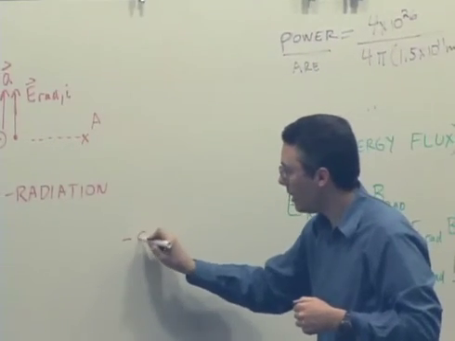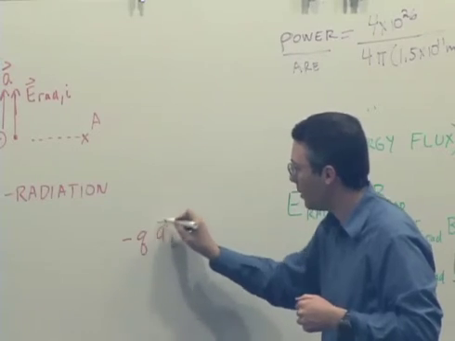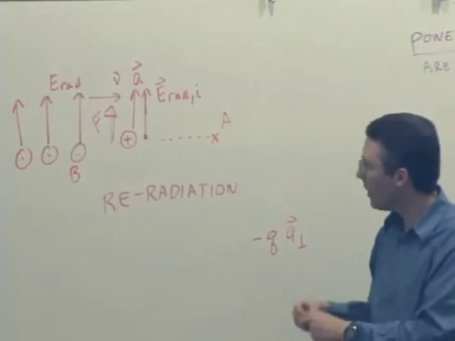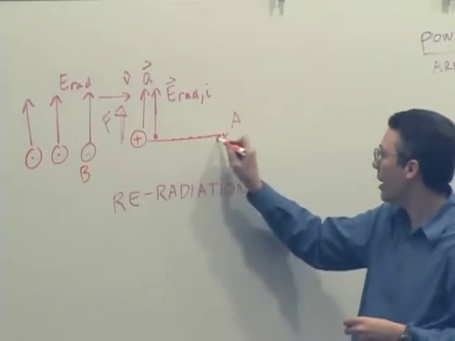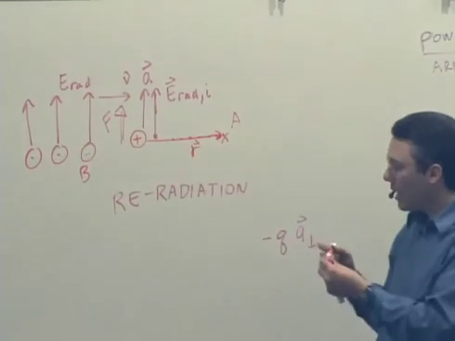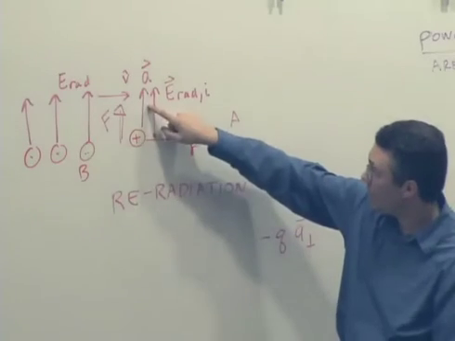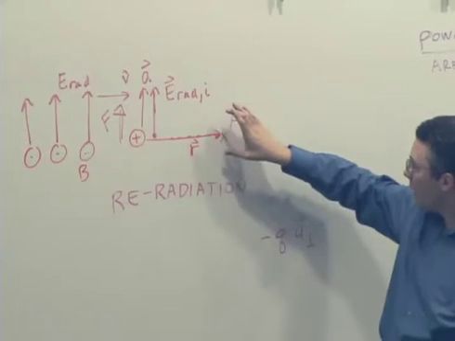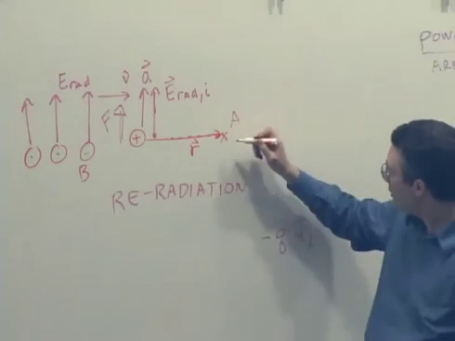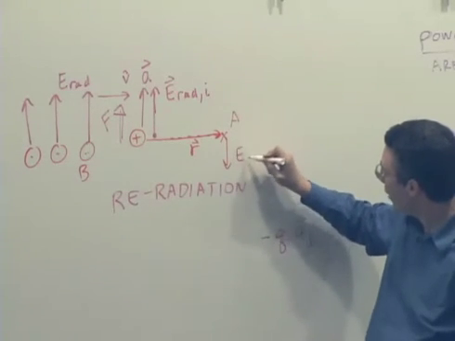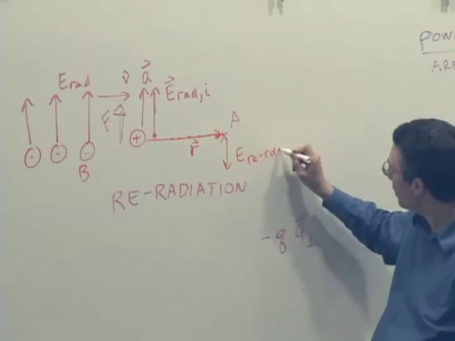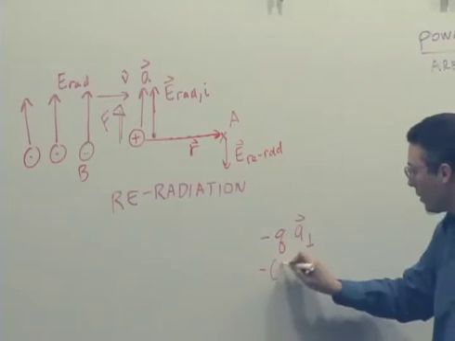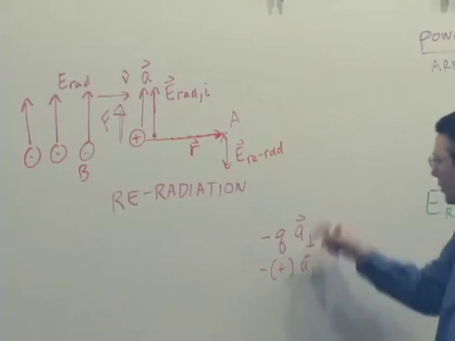It's opposite, right? Negative Q times A perpendicular is how we get the direction. So we draw the R vector pointing from the charge to location A. And we say, okay, this acceleration, that is the perpendicular component. So when the radiation reaches this point, this E, call it E re-rad, just to make it different, is pointing downward. It's negative times this positive charge times A perpendicular, so it's going to be downward.